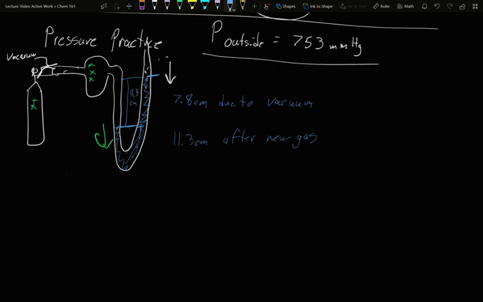My question is, what is the total pressure on the inside? And also, find the pressure of the gas. Go ahead and pause, see if you can use this info to solve both of those.